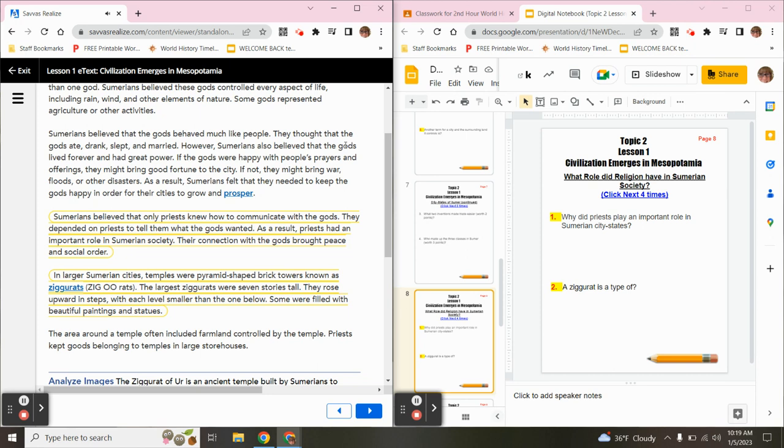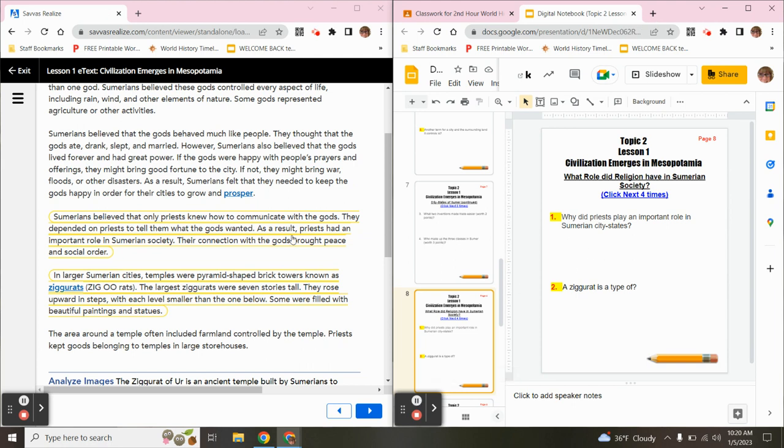In larger Sumerian cities, temples were pyramid-shaped brick towers known as ziggurats. The largest ziggurats were 7 stories tall. They rose upward in steps, with each level smaller than the one below. Some were filled with beautiful paintings and statues. The area around a temple often included farmland controlled by the temple. Priests kept goods belonging to temples in large storehouses.